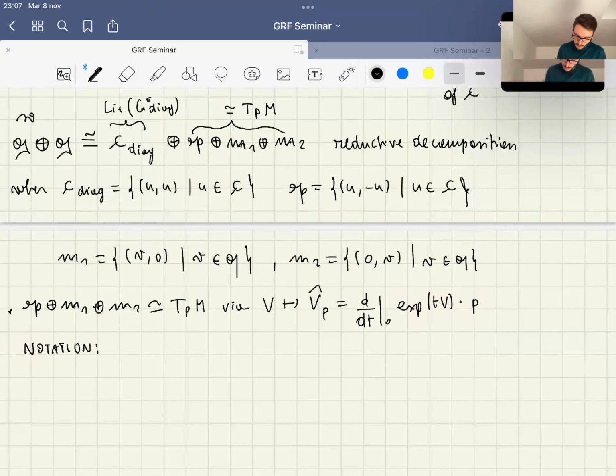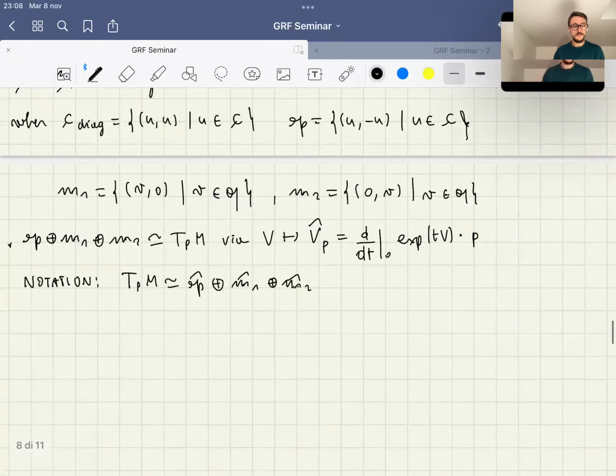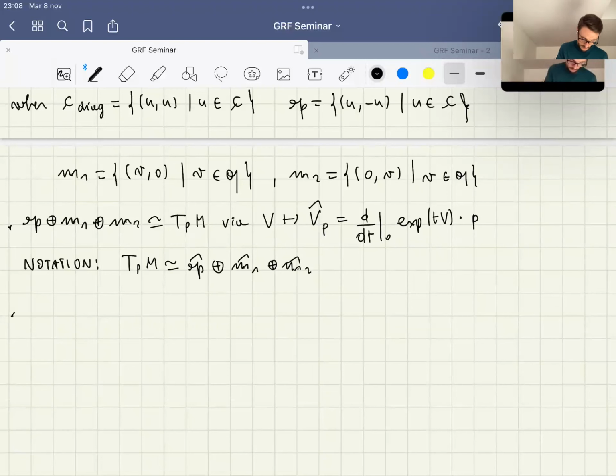And the notation I will use is the following. So we have this correspondence. And so if I consider vectors of this form here, I shall denote the corresponding spaces as P hat and M1 hat and M2 hat. So now we see what's going on with the metric overline G.